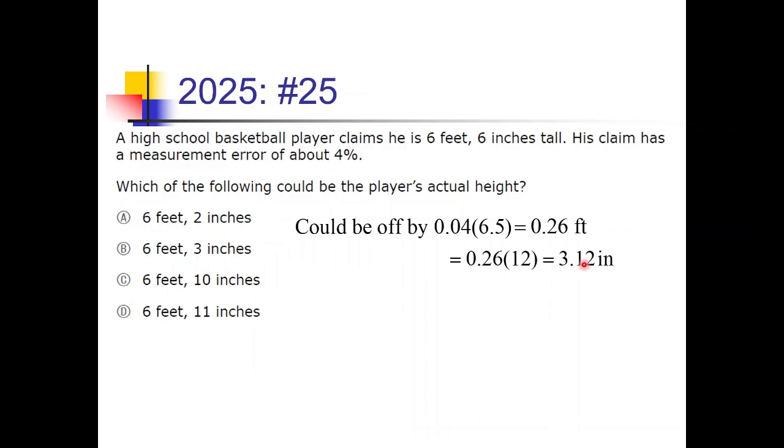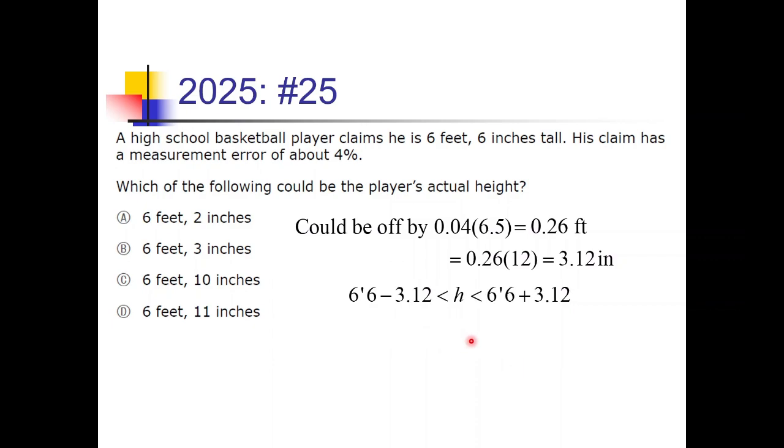So that's how many inches above or below 6'6" I could be. On the low end, we have 6'6" minus 3.12 inches, and on the high end, 6'6" plus 3.12 inches. So this is going to be 6 foot 2.88 inches. There we go. And we're going to be less than 6 foot 9.12 inches. Okay.